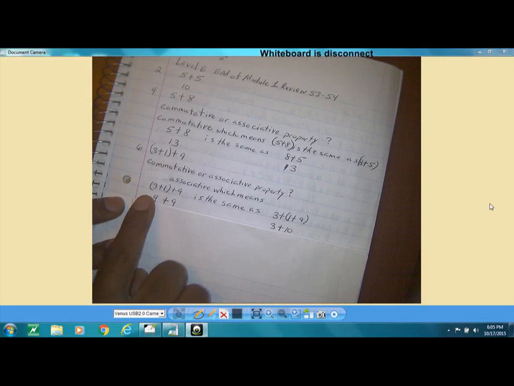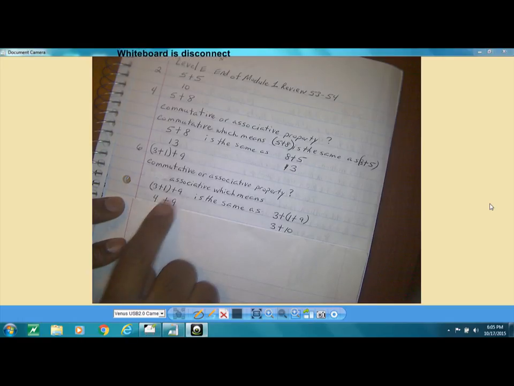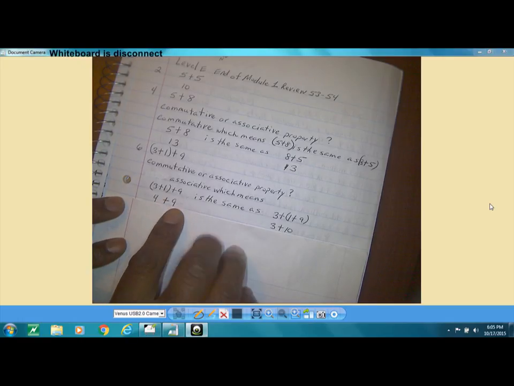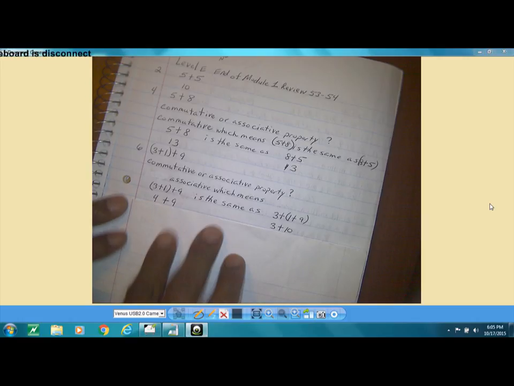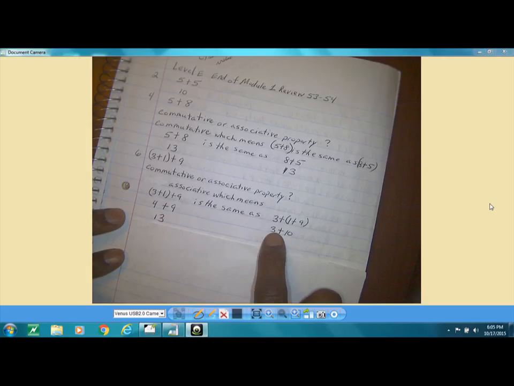We work the numbers that are in parentheses first. 3 plus 1 is 4. Then you bring down the plus, and you bring down the 9. 4 plus 9 is 13. Over here on this side, what we did was 1 plus 9 first. That's 10. Bring down the plus sign and bring down the 3. So now we have 3 plus 10. And 3 plus 10 is 13.